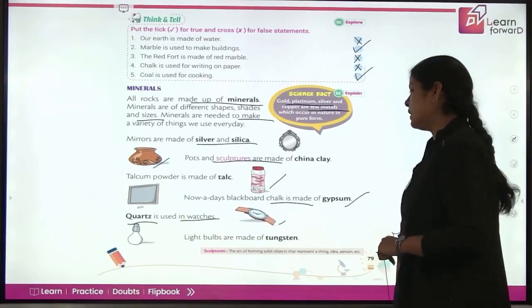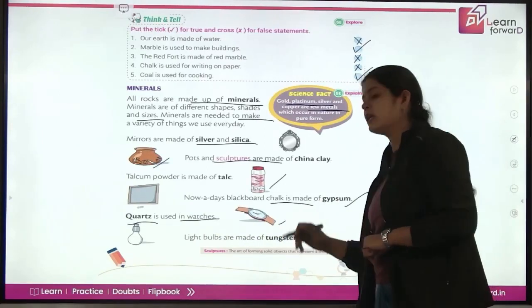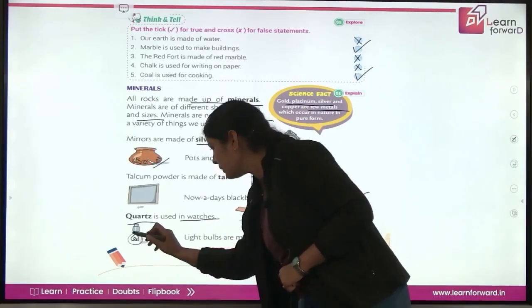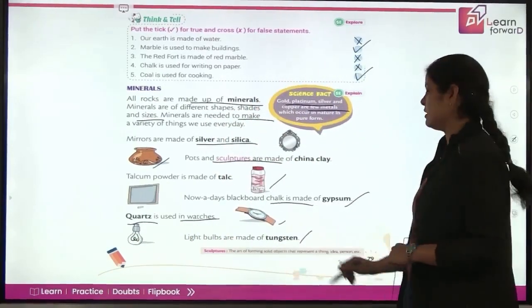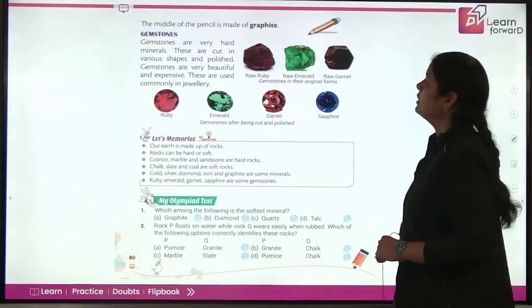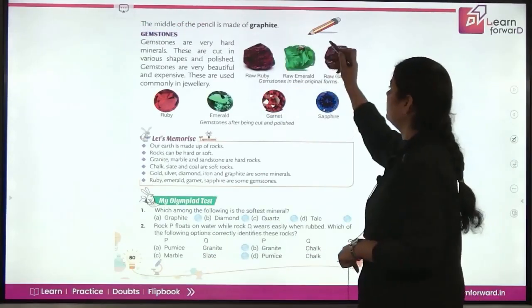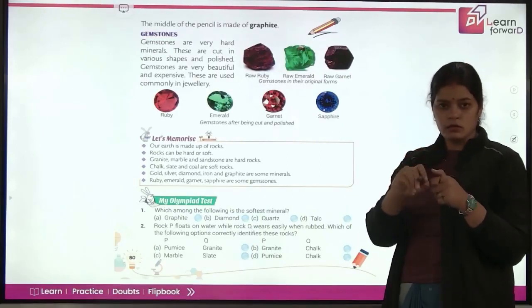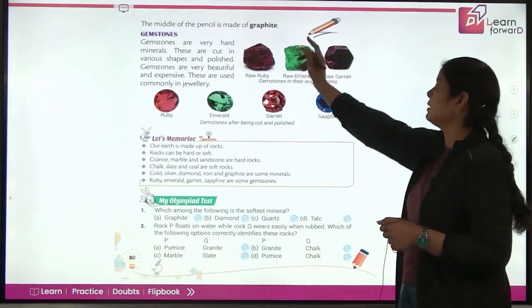Now light bulbs are made of tungsten. So again this is a metal. The light bulbs have a filament inside that is made up of tungsten. Now the middle of the pencil is made up of graphite. It is the lead, as you call it, through which you write things, that is made up of graphite.